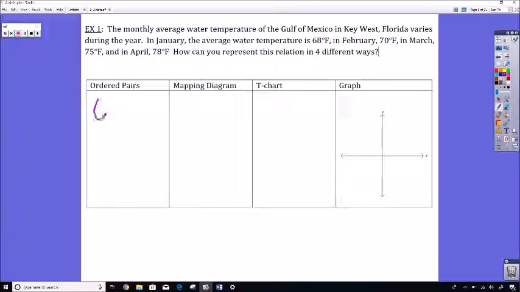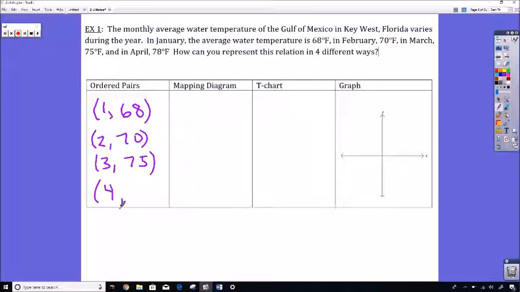So for example, in the first month, which is January, the temperature is 68. In the second month, February, the temperature is 70. In the third month, March, the temperature is 75. And in that fourth month, the temperature is 78. So there we have the ordered pairs.